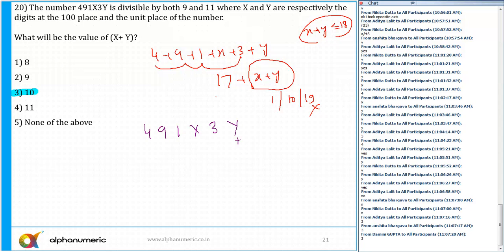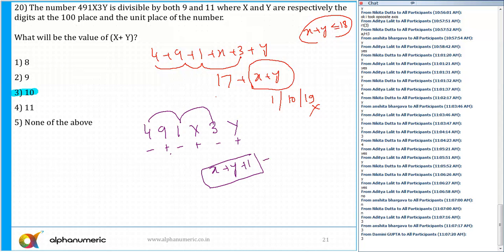Alternate, na: plus, minus, plus, minus, plus, and minus. So 4 plus 1 is 5, 5 plus 3 is 8, and 9 minus 8 is 1. So x plus y minus 1. Yahi aayega? Yes. X plus y plus 9, and 4 plus 3 is 7, plus 1 is 8. So x plus y plus 1.